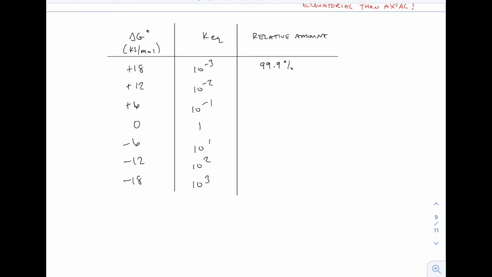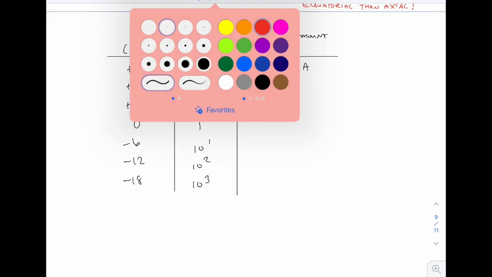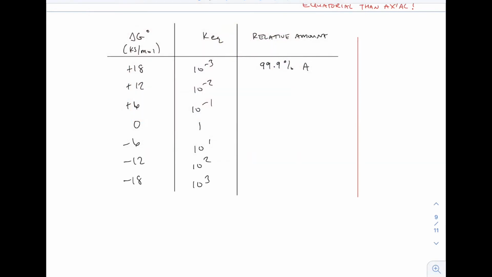I like this because it gives us some perspective as to what kilojoules per mole really means in terms of energy, right? We just say like, oh, that's 18 kilojoules per mole, or that's 6, or negative 12, or whatever. Like, what does that even mean? So this gives us some perspective.